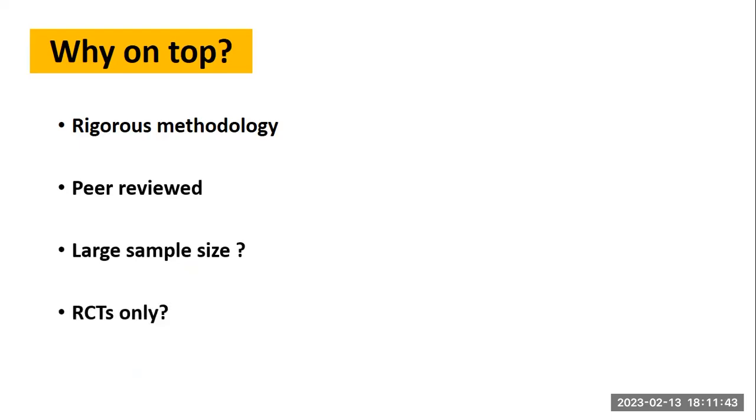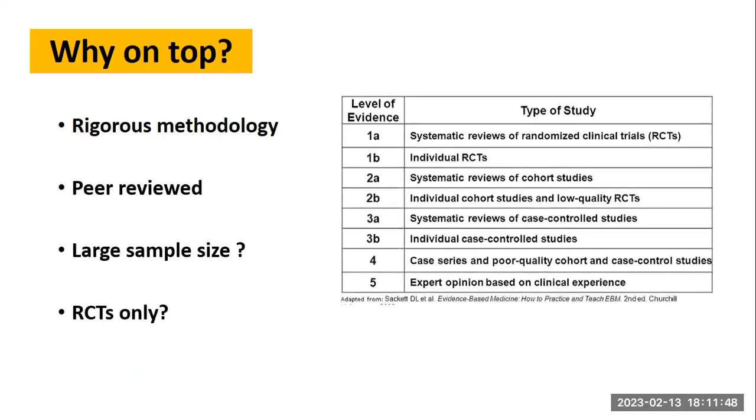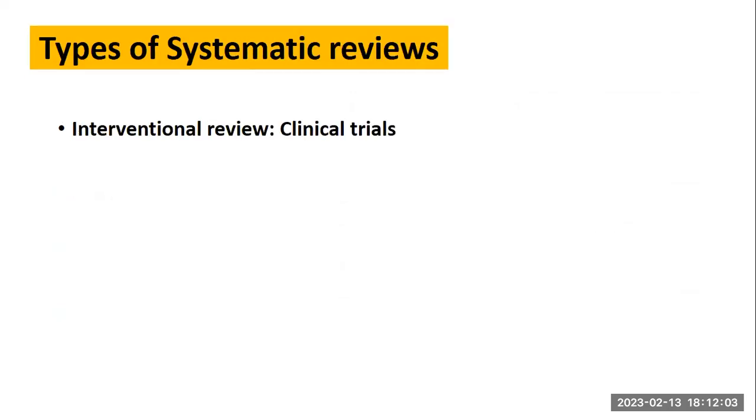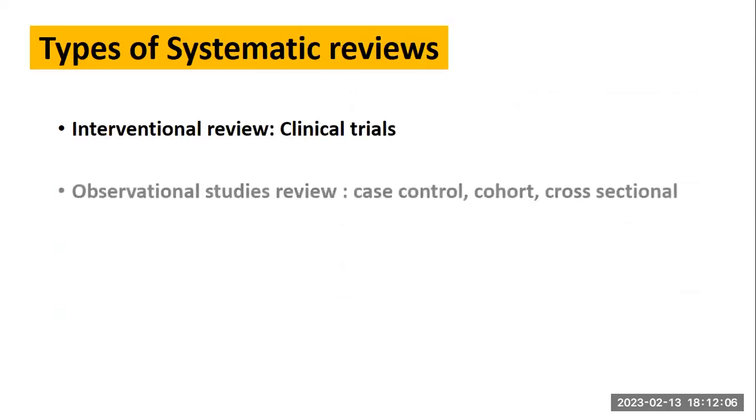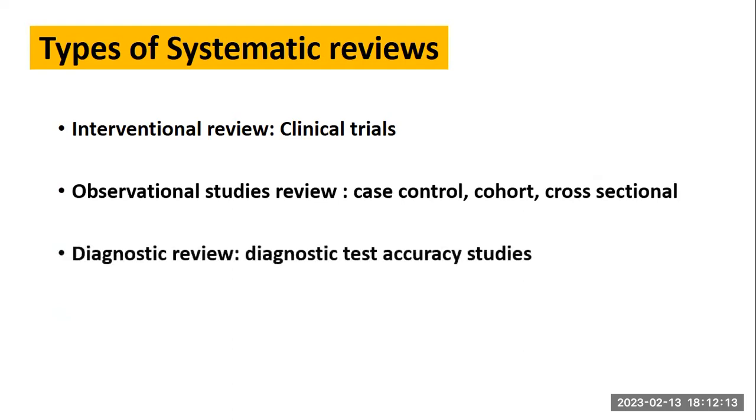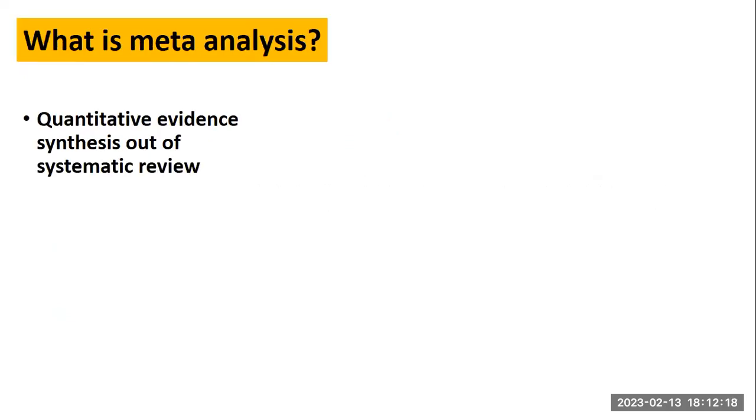And sometimes we can have the best level of studies to do systematic reviews. Even at level one, we can have 1A and 1B, where only randomized clinical trials are used for systematic reviews, or we use only cohort studies, which is 2A and 2B, or low quality RCTs. If you put all the clinical trials together, these are called interventional systematic reviews. If you add only cross-sectional and cohort studies, it becomes more of an observational study review. And if you have diagnostic test accuracy studies, these are called diagnostic systematic reviews.